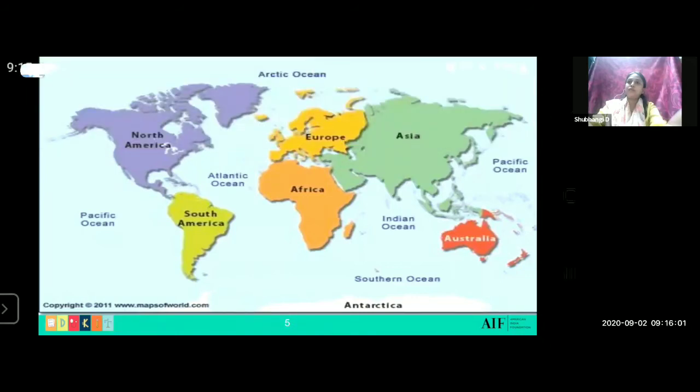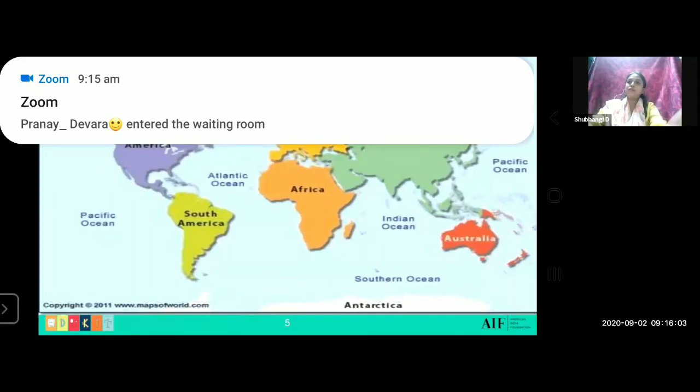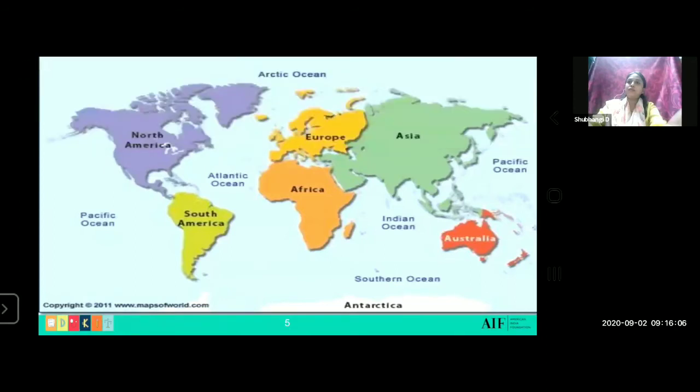Now, can you see some continents over here? Can somebody tell me about these continents? North America, South America, Africa, Europe, Asia, Australia, and the last one is Antarctica. So there are 7 continents.